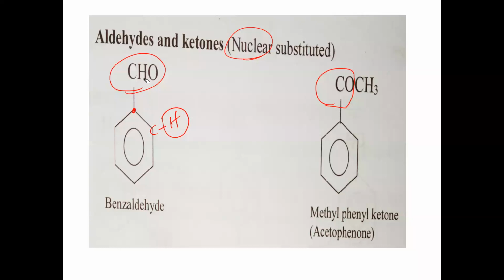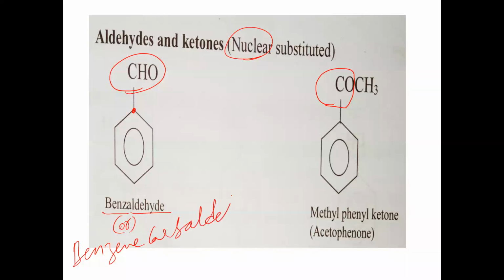Now check it here. This compound has an aldehyde group on the benzene nucleus. That is called benzaldehyde. The other name, what I said, is benzene carbaldehyde. Benzene carbaldehyde we can say, otherwise benzaldehyde we can say. Both are the same. So it is benzene carbaldehyde or benzaldehyde.